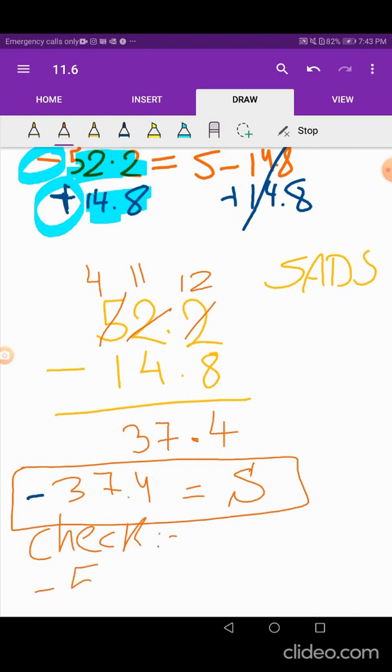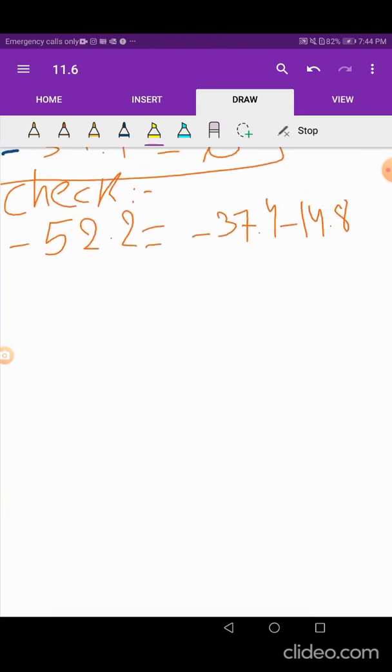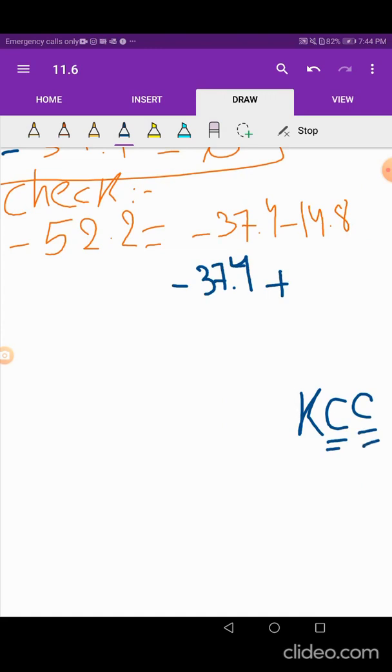Is negative 52.2 equal to negative 37.4 minus 14.8? Okay, on this side, I have a negative number minus a positive number. Do you remember the rule? Keep, change, change. So, I'm going to keep the first number as it is. And I'm going to change the middle sign to addition. And change the second number's sign to a negative.